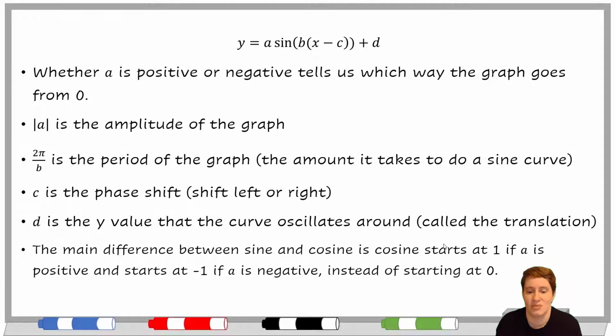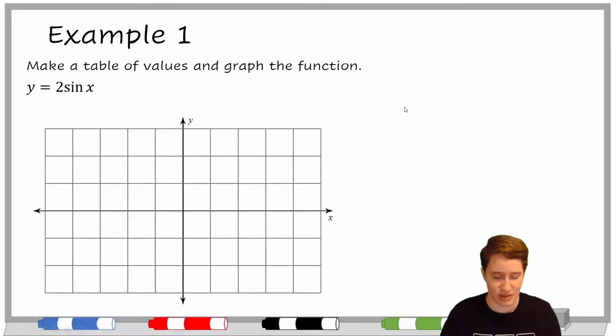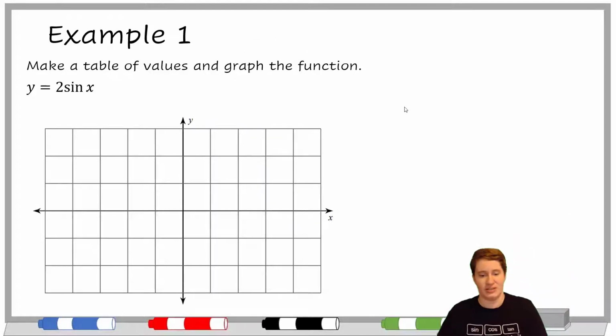And the main difference between sine and cosine is where cosine starts. Sine starts in the middle and goes up when it's positive. Cosine starts at the top amplitude and then goes down. So that's going to help us to graph these different functions that we have. So we're going to start off with things that are relatively easy.